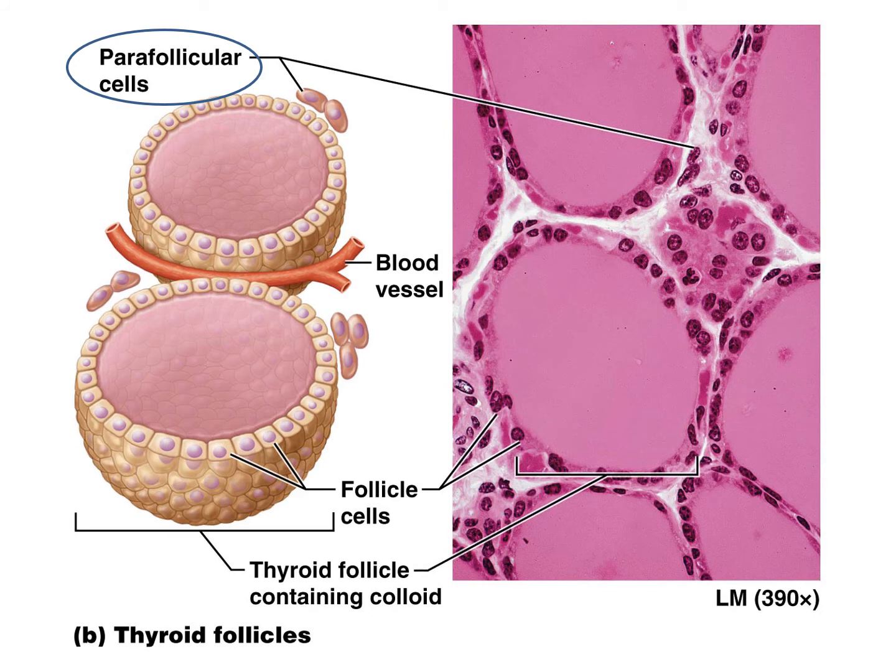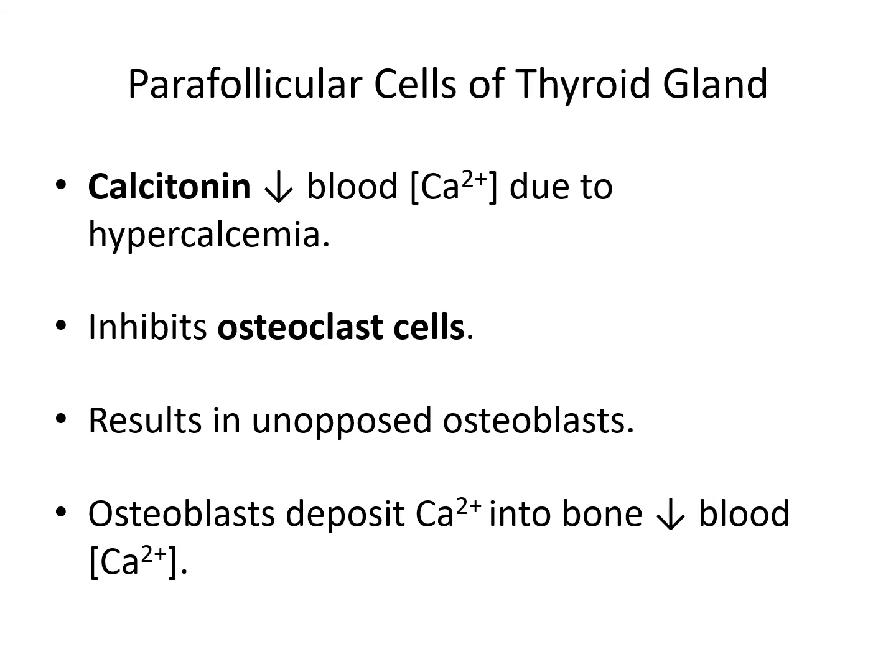Okay, so here we're looking at the thyroid follicles again, and we see the parafollicular cells in between the follicular cells. Now, as you might expect, calcitonin will decrease blood calcium levels due to hypercalcemia. So your typical negative feedback mechanism: calcium goes up, calcitonin is secreted, and calcium is brought back down.